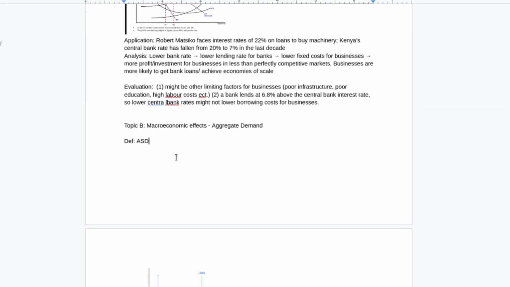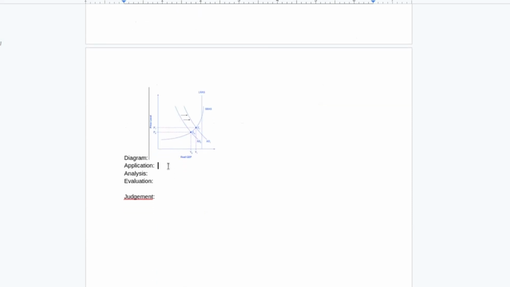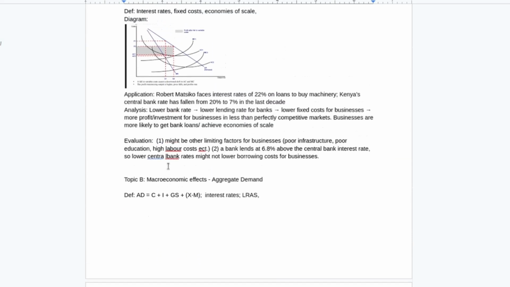For topic B, macroeconomic effects, I'm going to look at aggregate demand. And whenever I do aggregate demand in any kind of macro essay, I'm always defining the four key components: consumption, investment, government spending, and net exports. I might also talk about things like long-run aggregate supply or marginal propensity to consume. Just define terms based on whatever your argument is going to be.